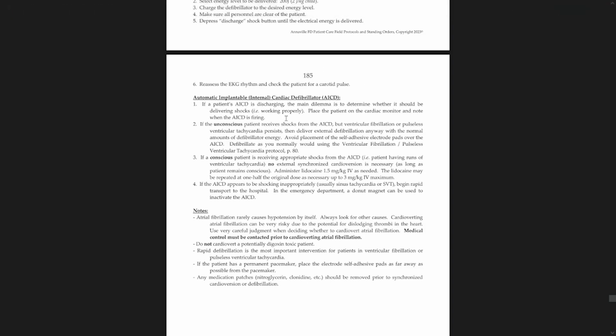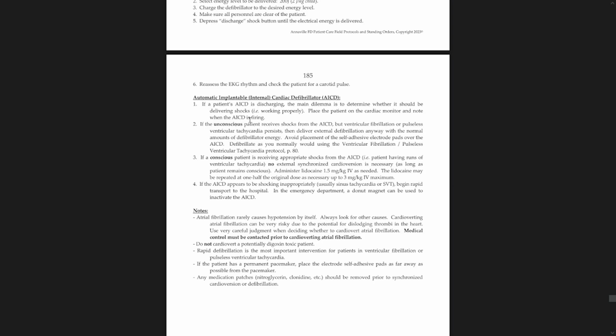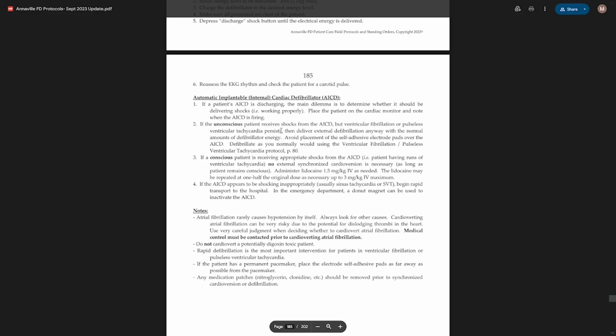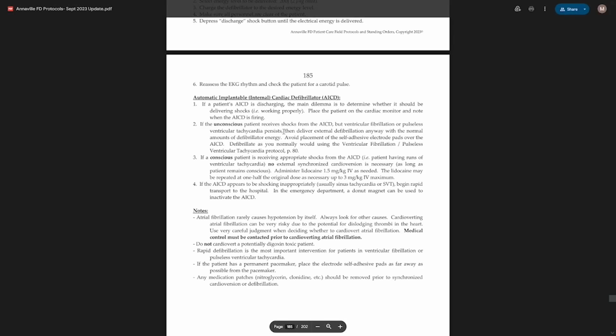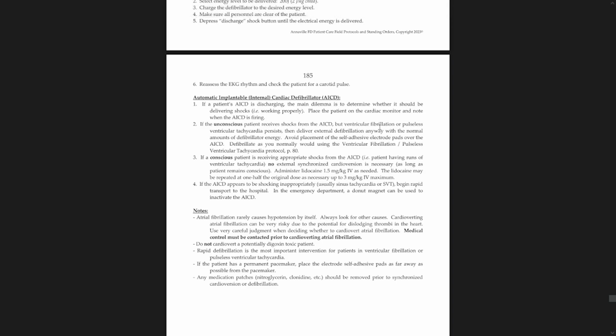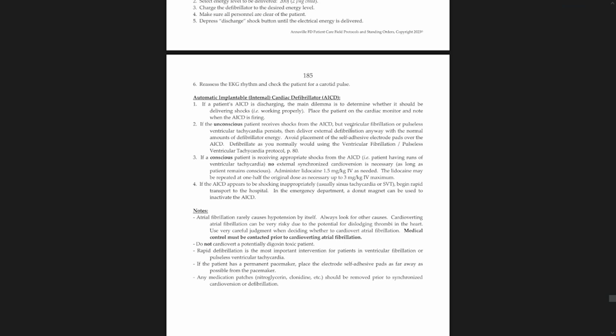For an AICD, if a patient's AICD is discharging, the main dilemma is to determine whether it is delivering shocks working properly or if it's not. Place the patient on a cardiac monitor and note when the AICD is firing. If the unconscious patient receives shocks from the AICD, but VFib or pulseless VTAC persists, then deliver external defibrillation anyway with the normal amounts of defib energy. Avoid placement of the self-adhesive electric pads over the AICD. Defibrillate as you normally would if you had VFib or VTAC on page 80.